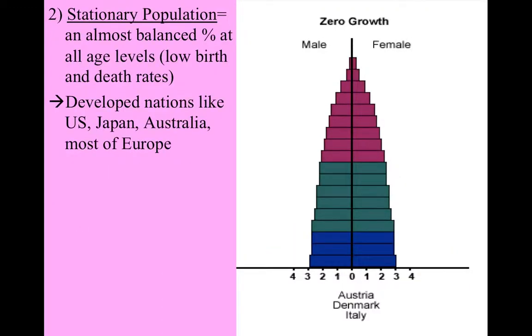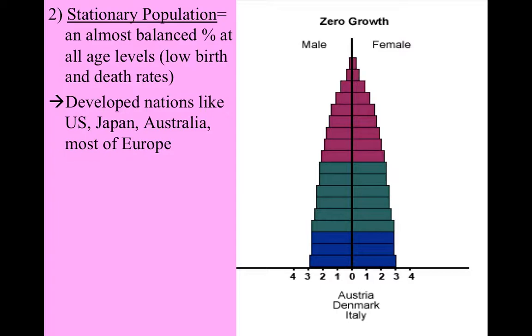All right, then we fall into what's called a stationary population, which is an almost balanced percent at all age levels, which represents a very low birth rate and low death rate. Obviously, it's going to shrink at the top because we don't have people that are 120 years old, right? Maybe these people are in their 90s or something. But what we see is not a lot of kids by comparison, and this is in developed nations like the United States, Japan, Australia, and most of Europe.